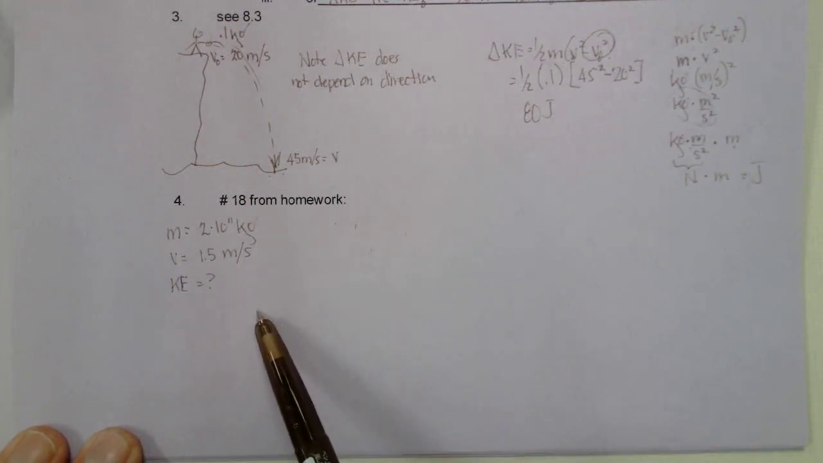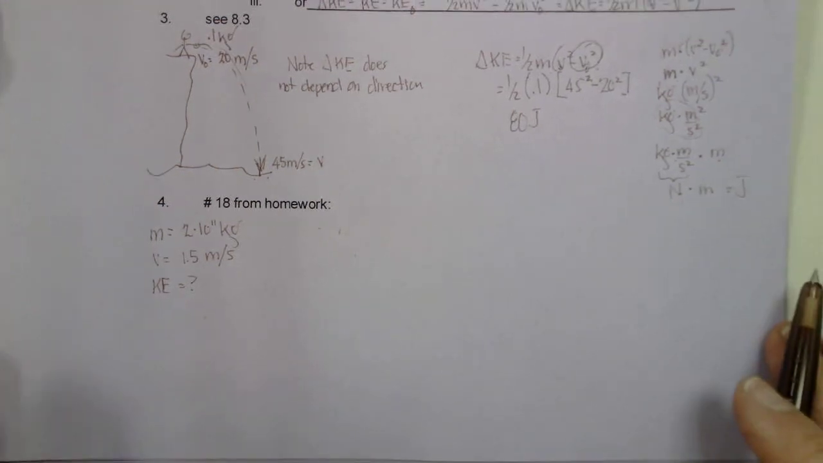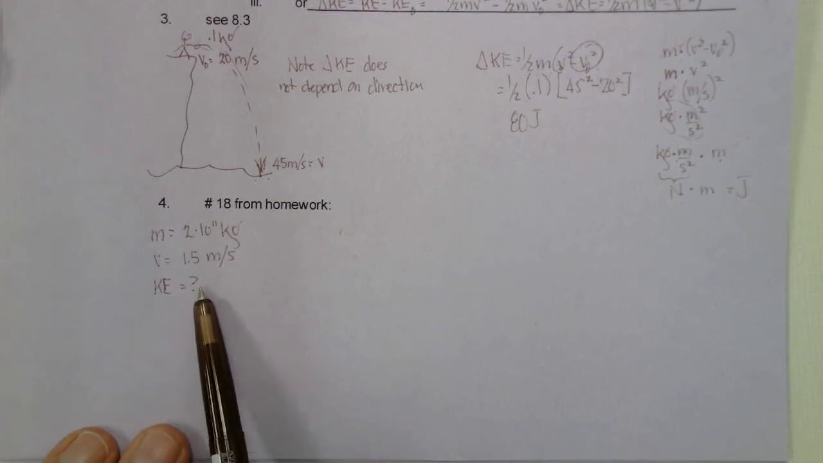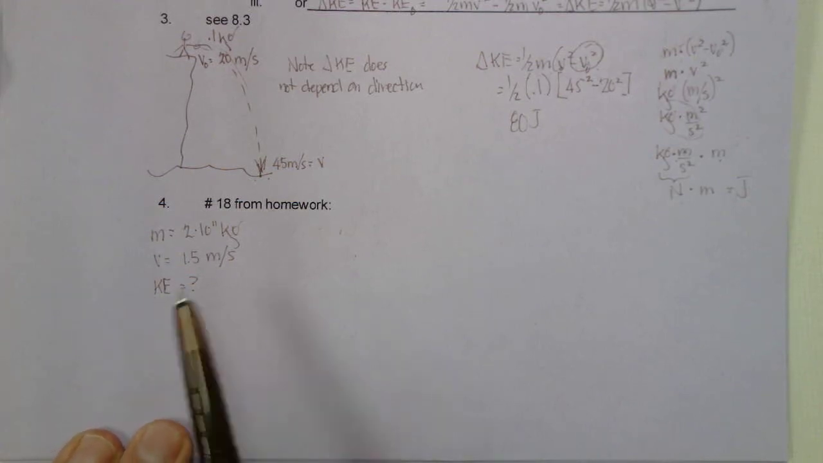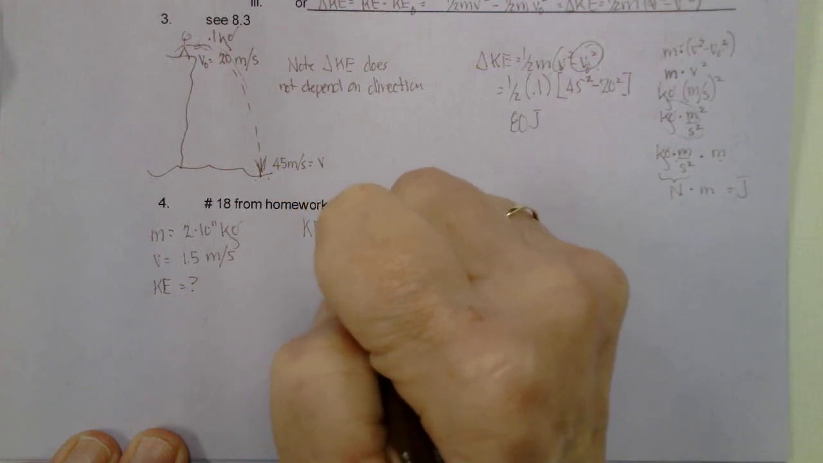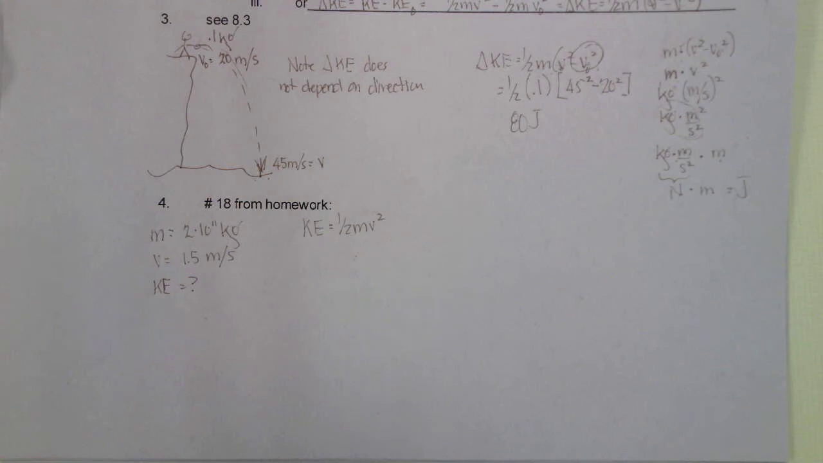So please write down your knowns and your unknowns. This is one where it would be very difficult to draw moving air, so I'm just going to have to go with my knowns and unknowns. But anytime I can draw, I'm going to draw. So I'm not looking for delta KE, I'm just looking for kinetic energy. So my formula is KE is equal to 1/2 m v squared, and I end it with that.